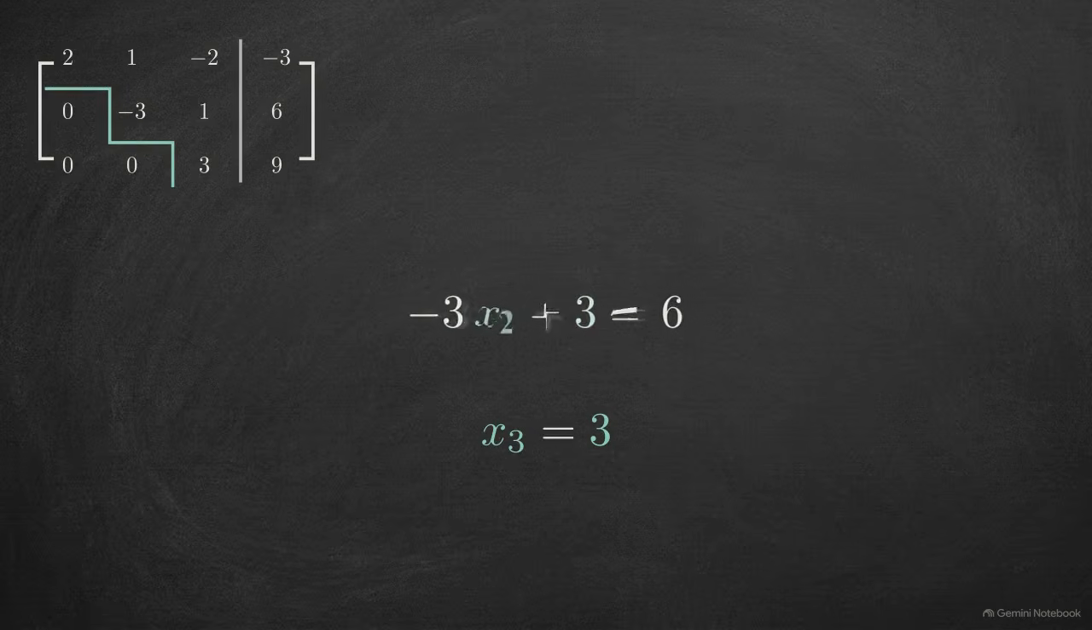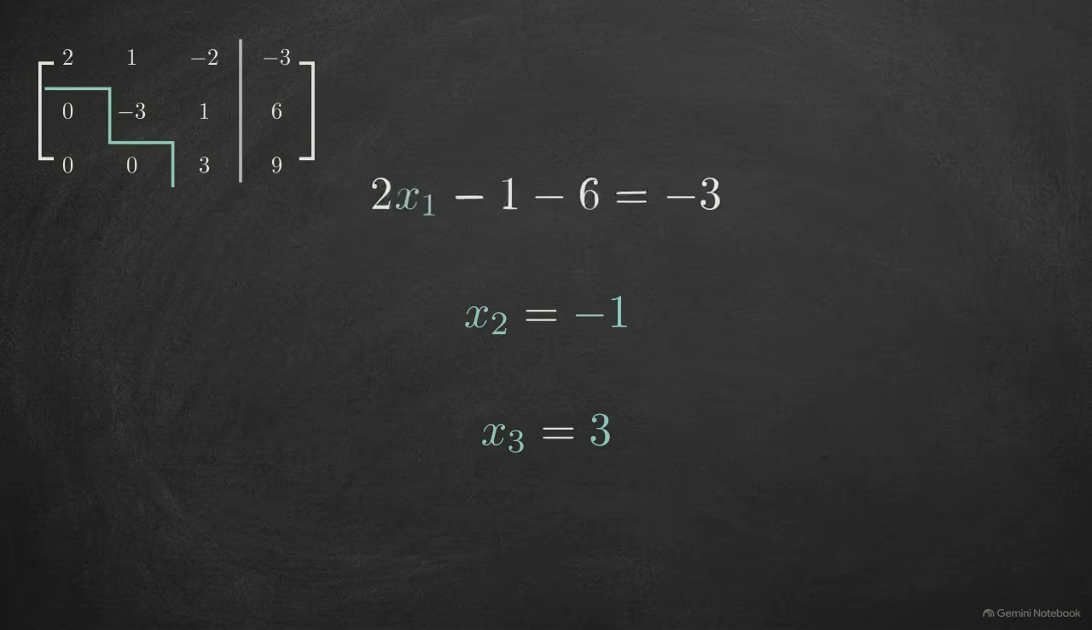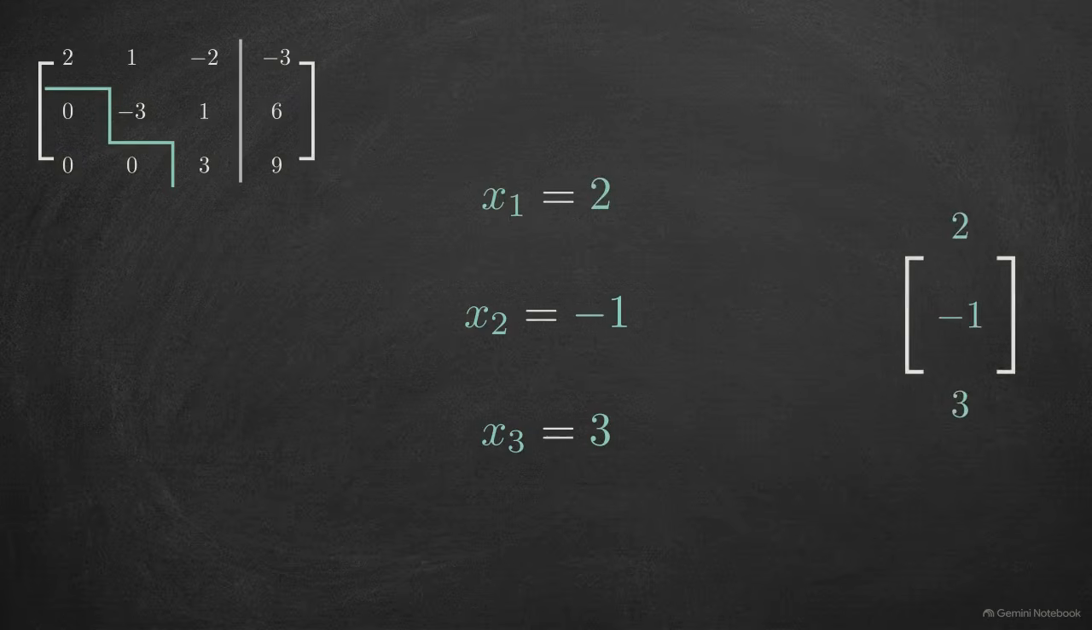We take that known value and substitute it into the row directly above it to find the second variable. Then we carry both known values up to the top row to solve for the first. This gives us our final solution vector.